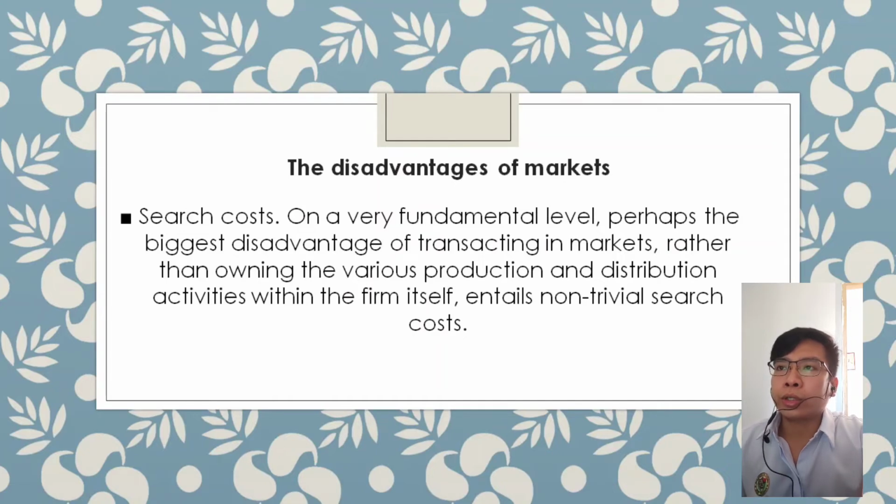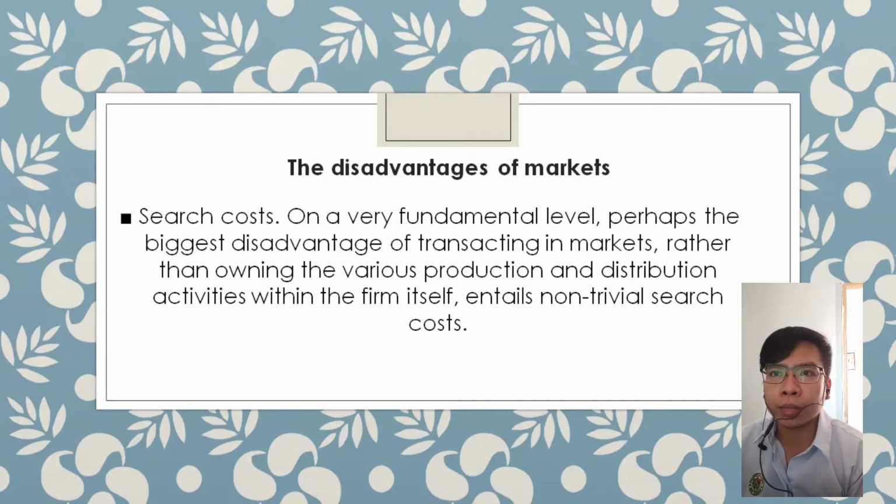Number one is search cost. On a very fundamental level, perhaps the biggest disadvantage of transacting in markets, rather than owning the various production and distribution activities within the firm itself, entails search cost. In particular, a firm faces this cost when it must scour the market to find reliable suppliers from among the many firms competing to offer similar products and services.